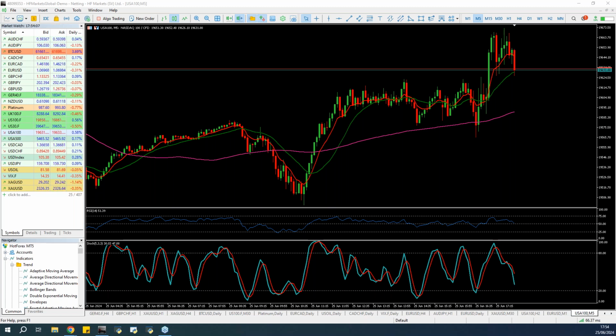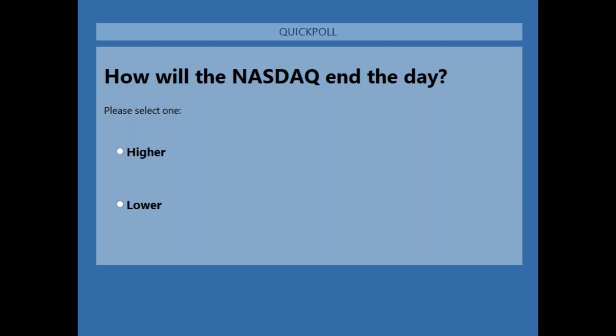Let's release some polls to see what everybody's view is with regard to the market. So how will the NASDAQ end the day? Let's see what people think, ladies and gentlemen. How will the NASDAQ end the day? A few more seconds, ladies and gentlemen.